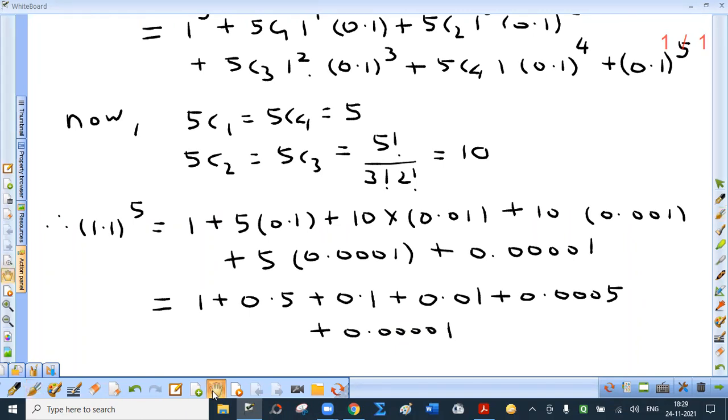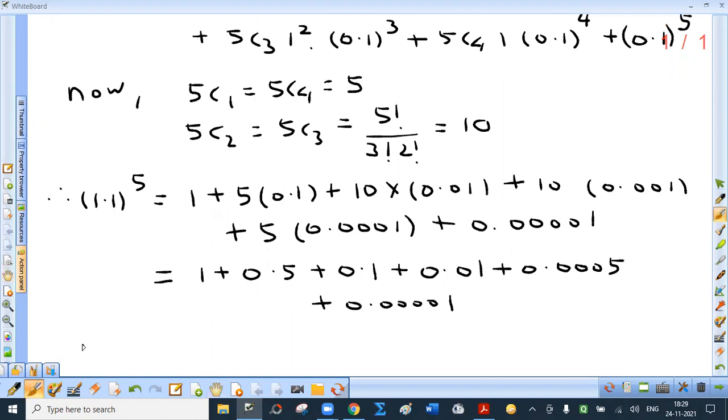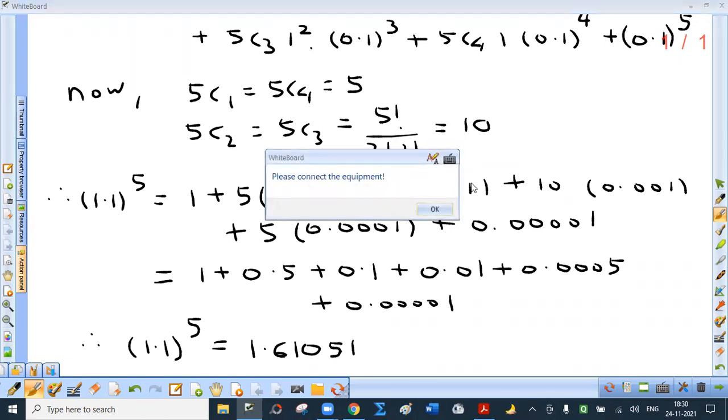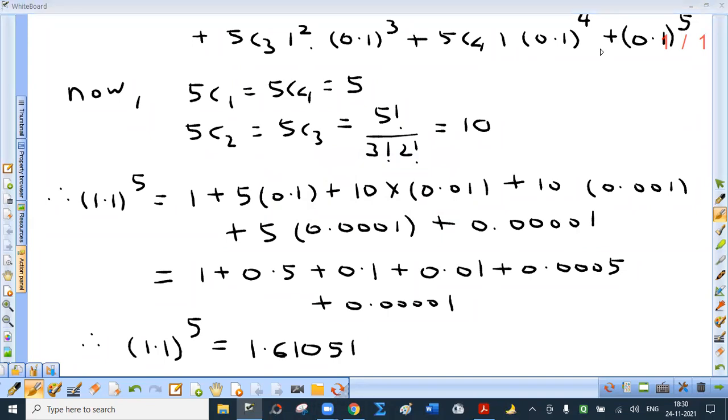Okay. So what is the final answer? 1.1 raised to 5. Let's check. See, it is better actually to write numbers just one below the other so that we will not make mistake. Yes, this is the correct answer: 1.61051. Yes, most of the students have given this answer only.